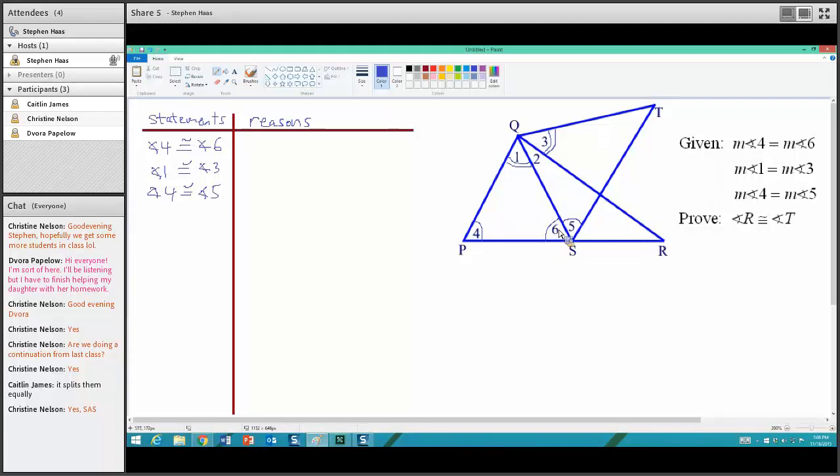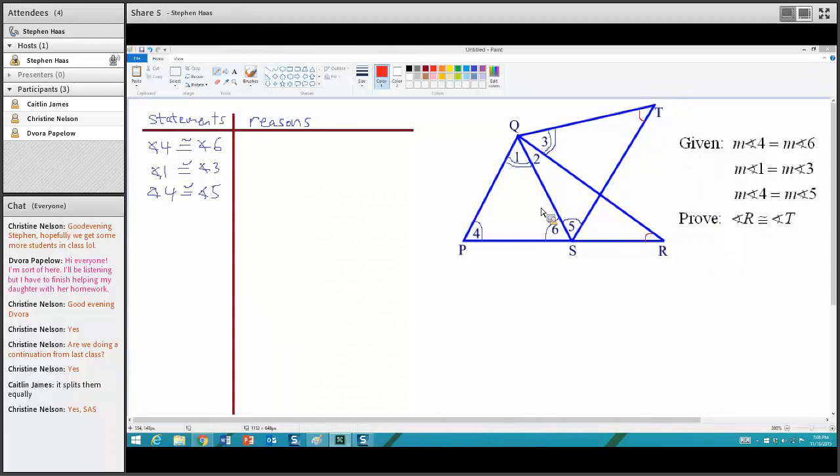Okay. Now they want us to prove, and I'll put it in red because that's what we're trying to do. We're trying to prove angle R and angle T. I wonder how we're going to do that. Well, how would we go about trying to prove that sort of congruence here? Anybody have any suggestions on how we would go about doing this? Let's think about it.